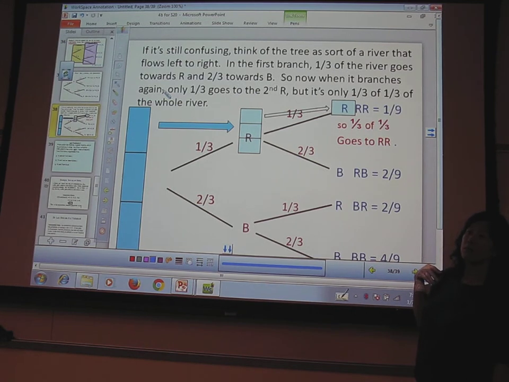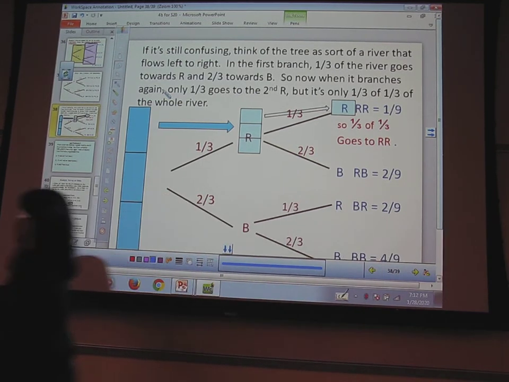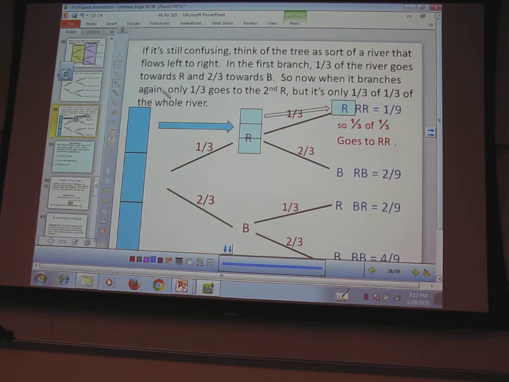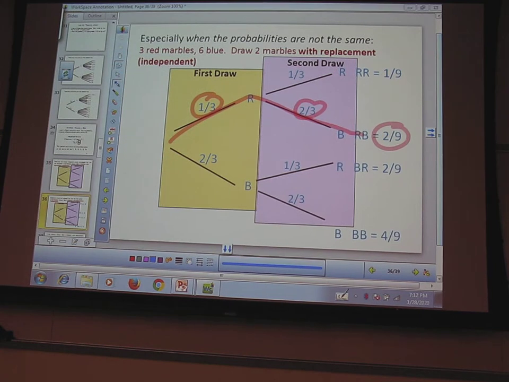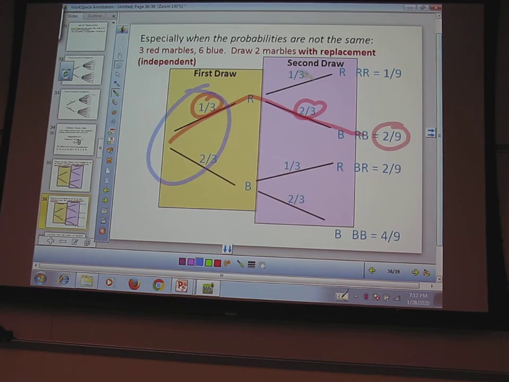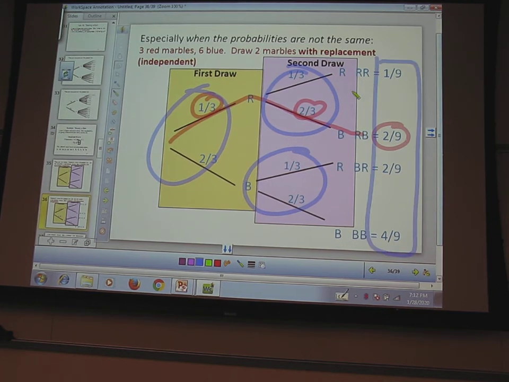Good? The other thing that's kind of cool, just to point out, is that if you look at these, whenever they branch off from one spot, you always end up with something that equals 1. This 1/3 plus 2/3, that's 1. This adds up to 1, that adds up to 1. And also these guys here have to add up to 1 as well. So it all came from the first initial beginning.